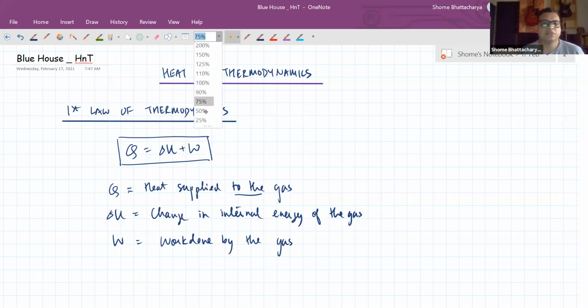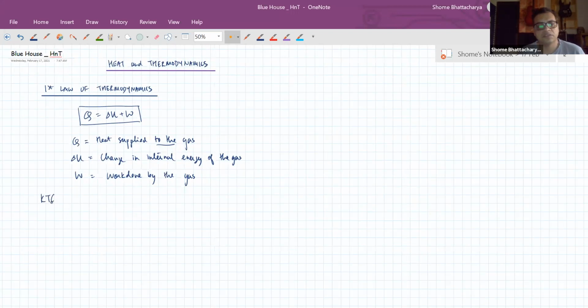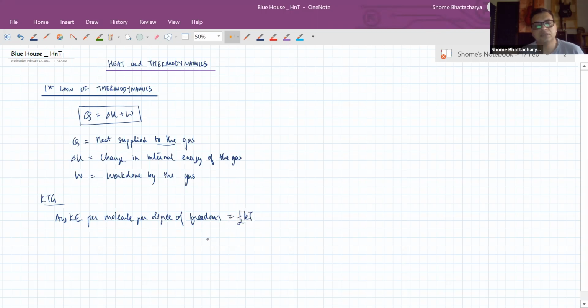And more importantly, from kinetic theory of gases, we had seen that the average kinetic energy per molecule per degree of freedom was 1 by 2 kT. So therefore, the average kinetic energy per molecule becomes degrees of freedom into half kT, where we understood that degrees of freedom has standard values of 3 for monoatomic gases and 5 for diatomic gases. For polyatomic gases, it's a more complicated thing, so it doesn't have a standard value.